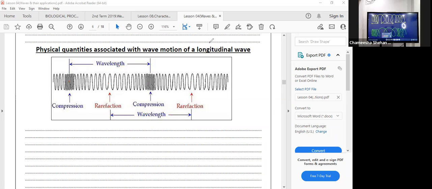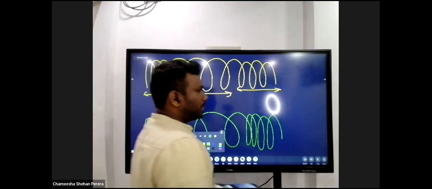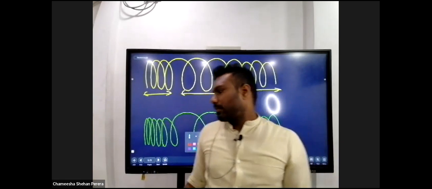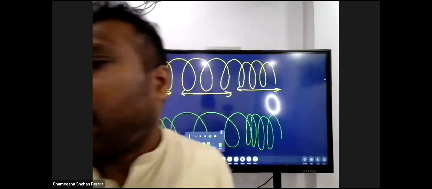Next one, frequency. Number of wavelengths per second. That's it. Number of wavelengths per second.